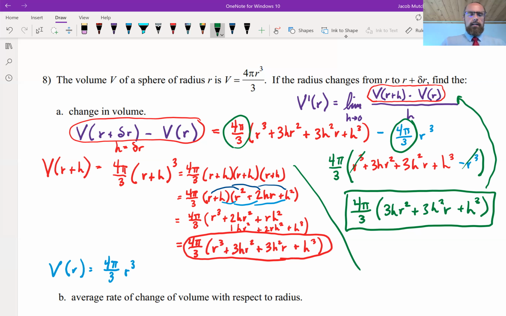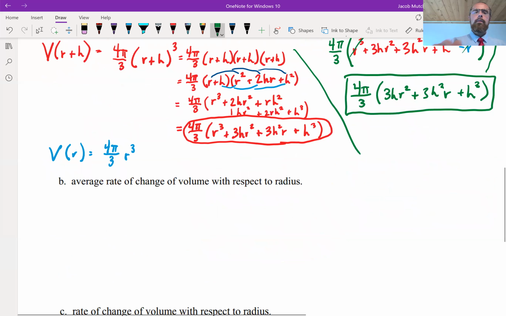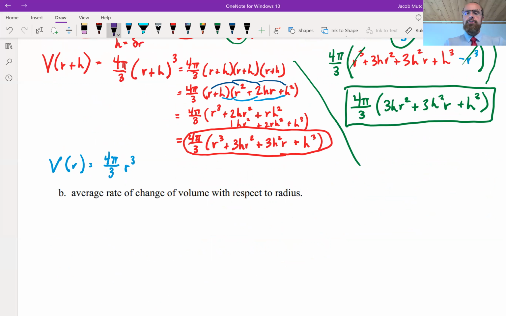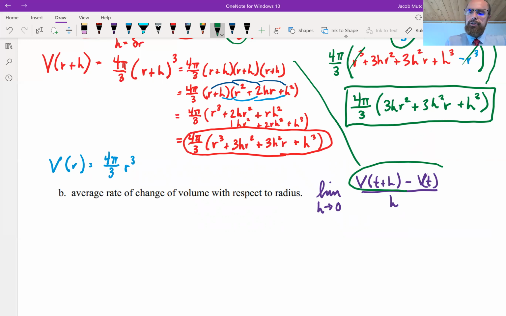At this time, we want to proceed to part B. What part B is asking is, what's the average rate of change of volume with respect to radius? So again, we're connecting this to the definition. We'll write it again so we have it in view. The limit as h approaches 0 of v of t plus h minus v of t over h. What we just calculated, just to connect it, is the numerator. That's the change in volume. And that's where we'll substitute that expression in green.